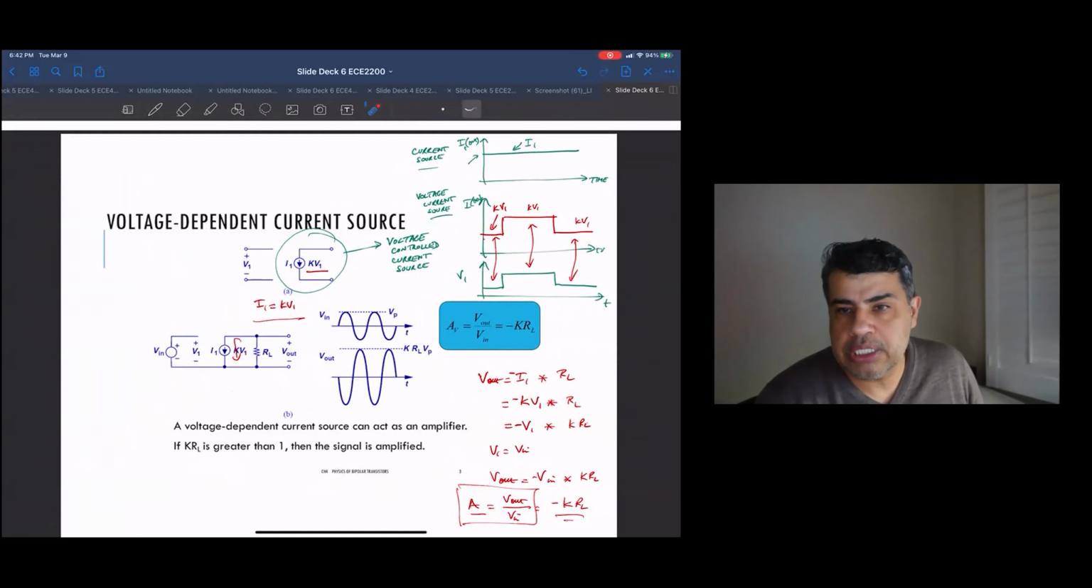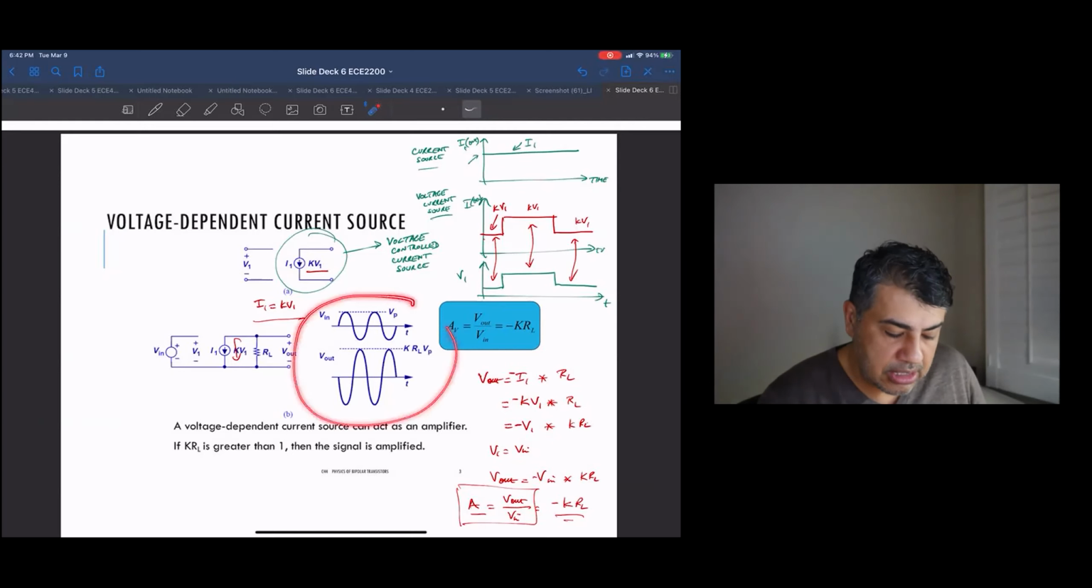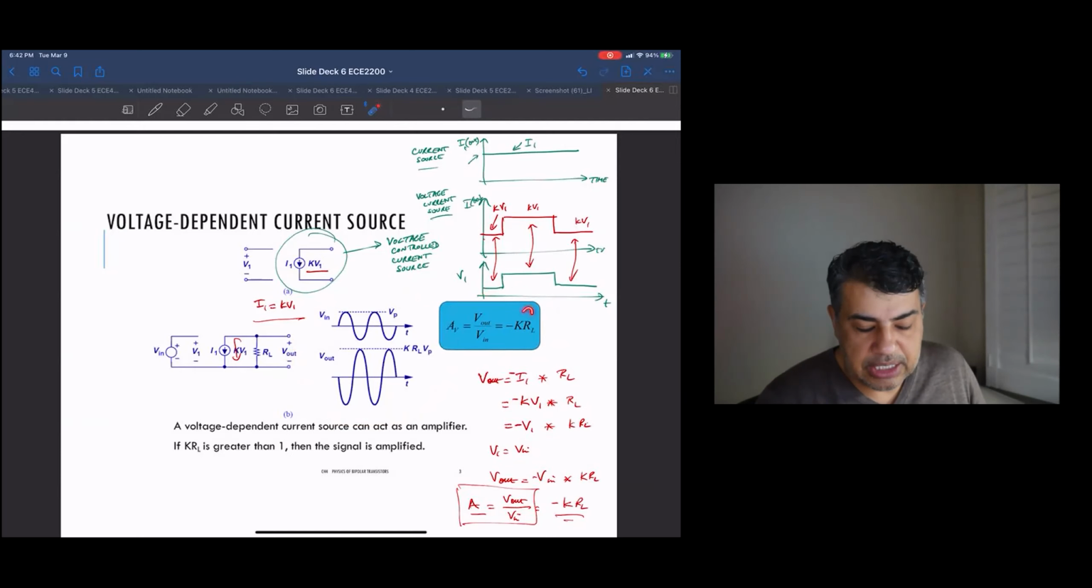We just kind of know that and use that, but we don't necessarily think about the fact that it's inverted very often. So if you asked me what's the gain of this amp, I might tell you it's K R L, or I might tell you it's minus K R L, but I think of the gain of this amp as being K R L.